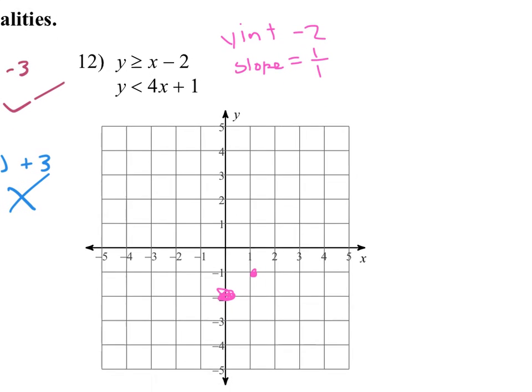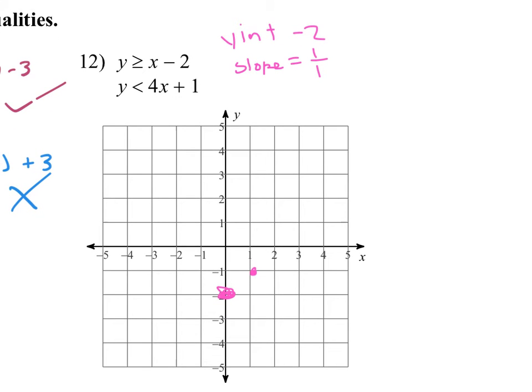Do we connect these two dots with a solid line or dotted line? Solid. So greater than or equal to means solid. Now, how do we find where we're going to shade? Plug in 0, 0.